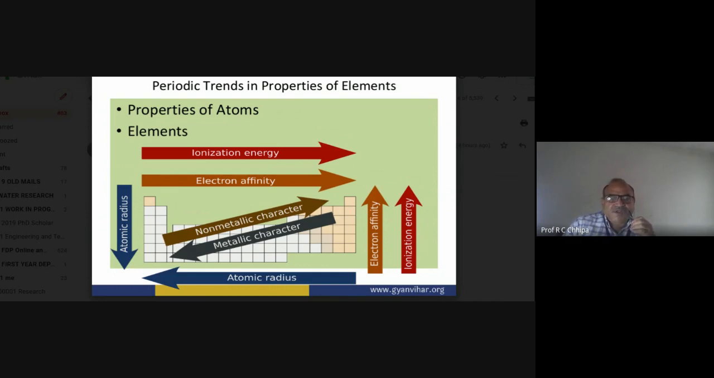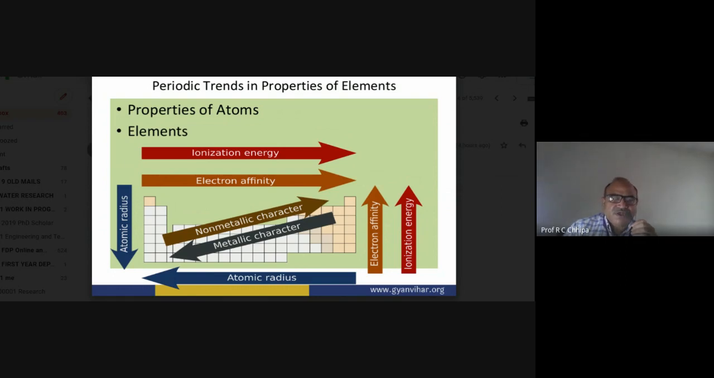These properties vary in the respective periods as well as in their respective groups. Because of these properties, some other properties are also derived, for example, non-metallic character.